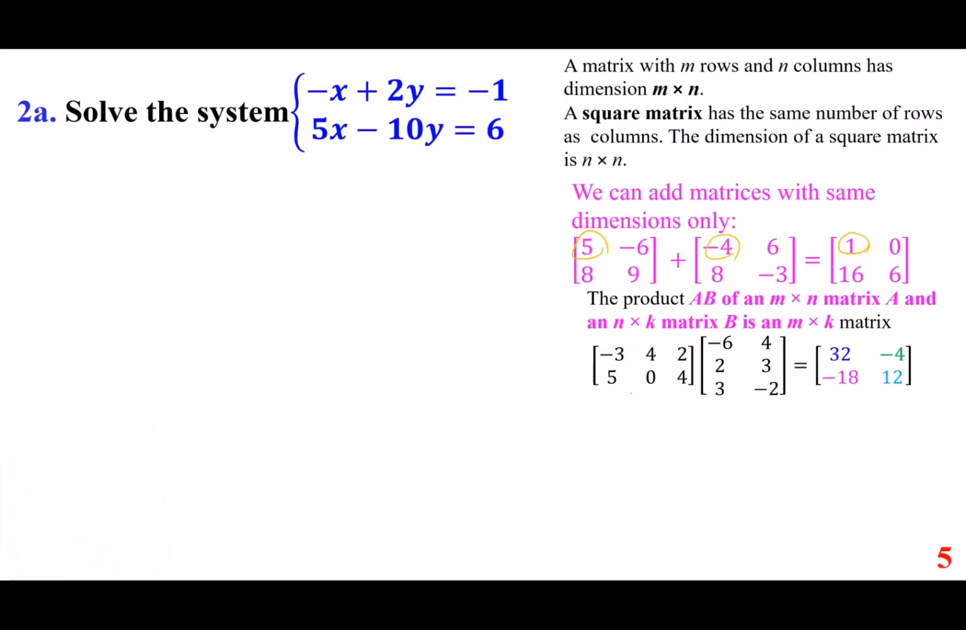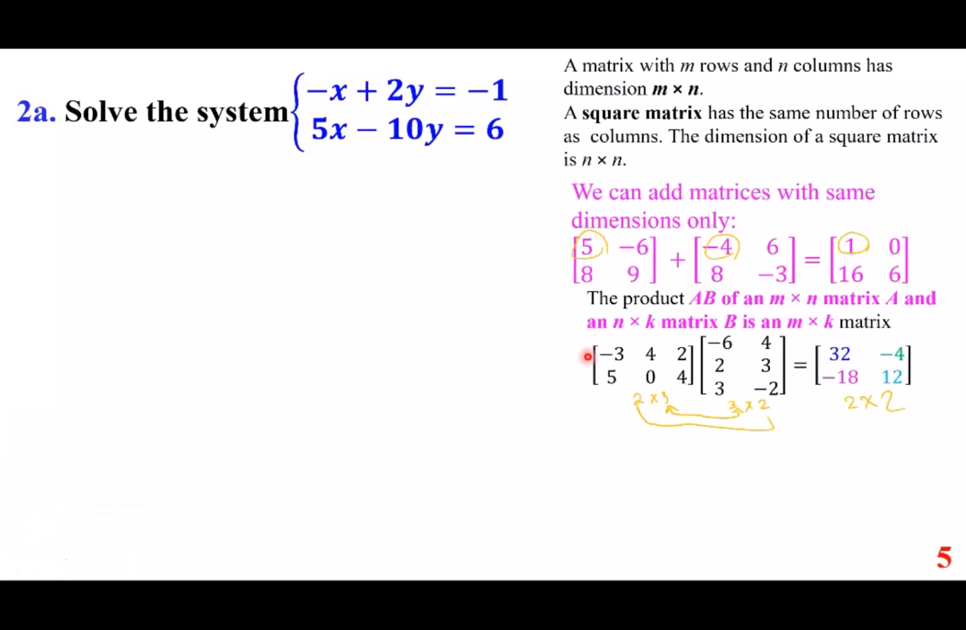This has 2 rows times 3 columns. This one has 3 rows times 2 columns. And because these two are identical, you can do the math, and this will be the result, 2 by 2.